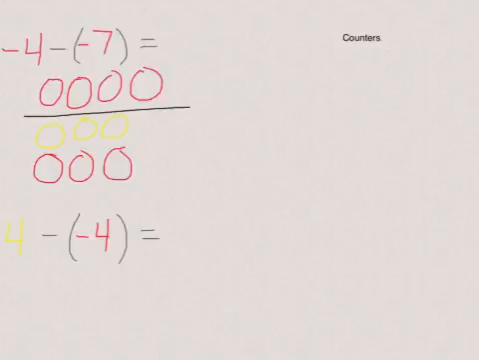And now we see that we have 7 negatives to take away. And so we go ahead and now we can take the 4 negatives and our 3 negatives, and we're left with positive 3.